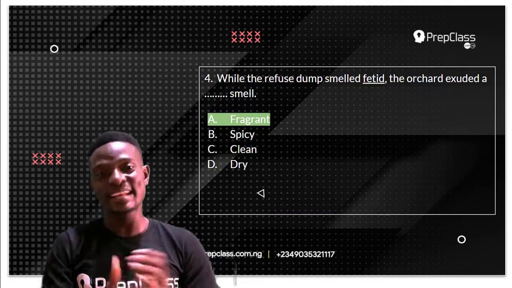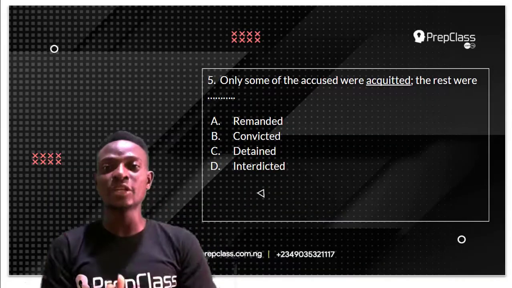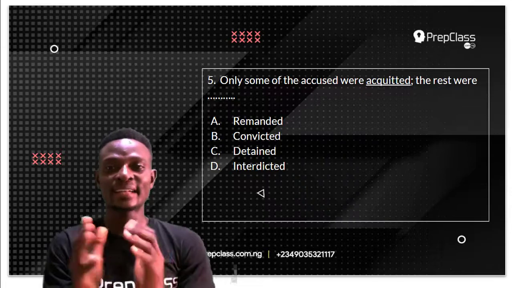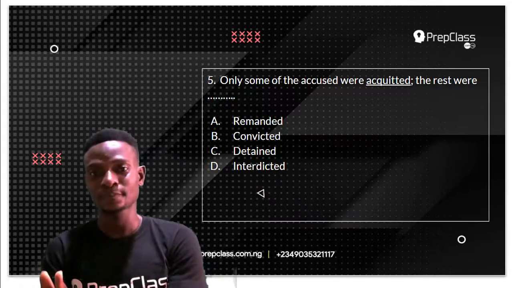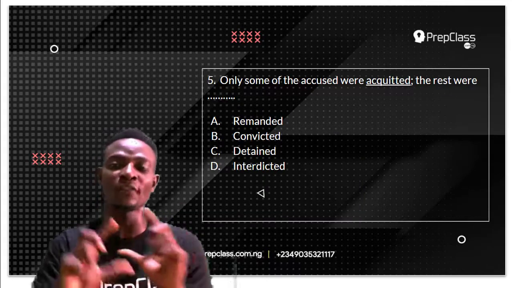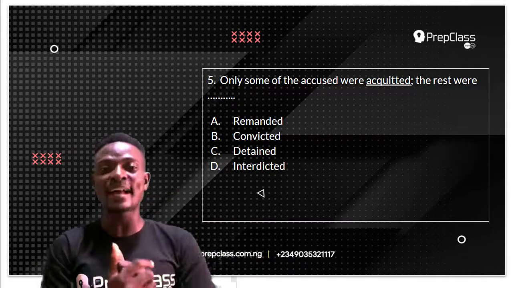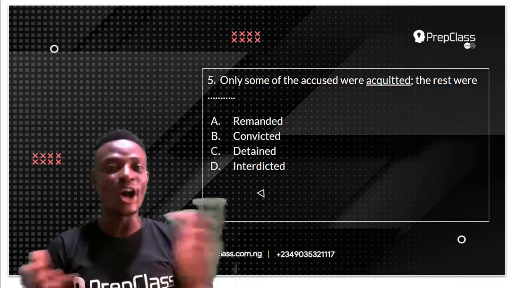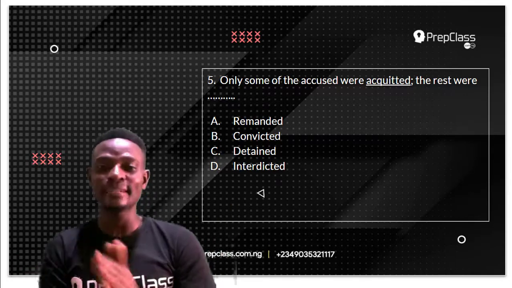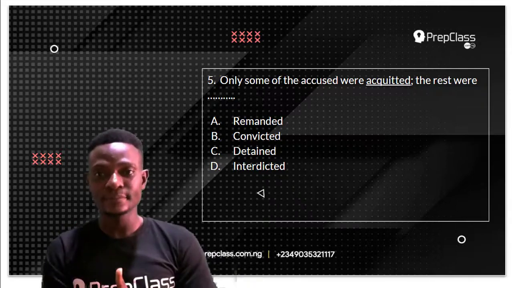Quickly, let me move on to the next slide so we can have our next question. Question 5 reads: only some of the accused were acquitted. The rest were dash. Remember, we have to select the option that means the opposite of the underlined word and will appropriately occupy the position of the blank space in the sentence. The options we have are remanded, convicted, detained, and interdicted.